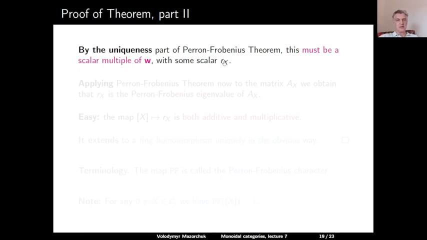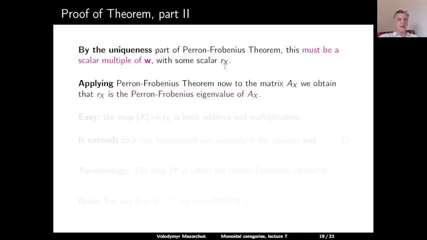Let's denote the scalar by R sub x. And now, if we apply the Perron-Frobenius theorem to the matrix AX, we obtain that Rx must be the Perron-Frobenius eigenvalue of AX. So we have this matrix AX, which is a matrix with non-negative integer coefficients, but now it has an eigenvector which is W and which is a positive eigenvector, and the eigenvalue is Rx. So by the Perron-Frobenius theorem, Rx must be the Perron-Frobenius eigenvalue for Ax.